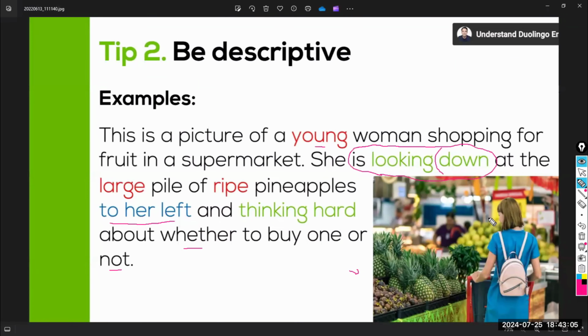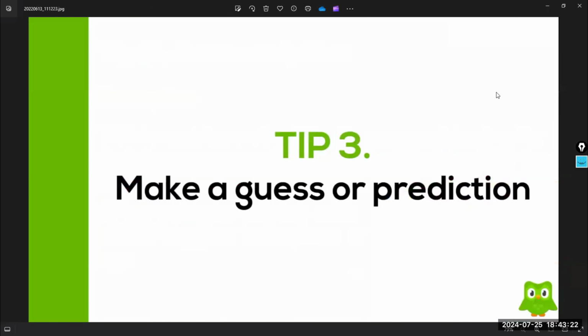We can notice that this girl is looking at the pineapples and she's thinking about buying maybe one piece or more than one piece, or maybe she doesn't want to buy any pineapples at all. Okay, now let me show you the next page, which is talking about tip three.